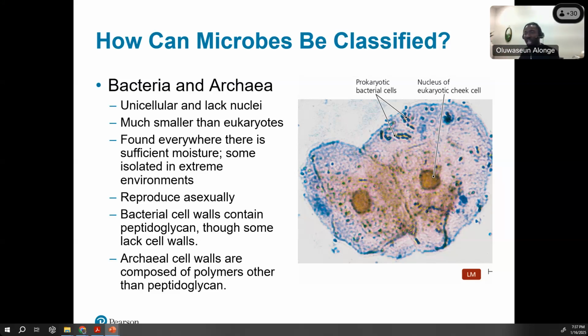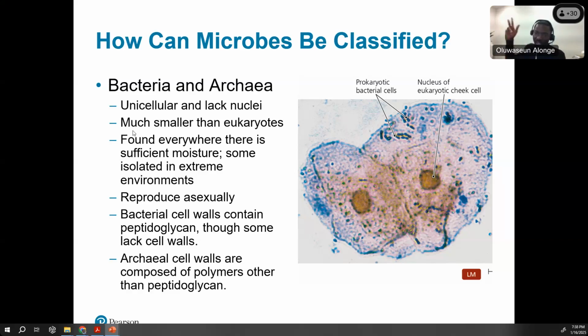Their DNA is usually circular and it's just one, even though it's long and twisted on itself. So they are unicellular organisms, they lack a nucleus or nuclei. They are much smaller, like I said. You see them everywhere there is sufficient moisture.